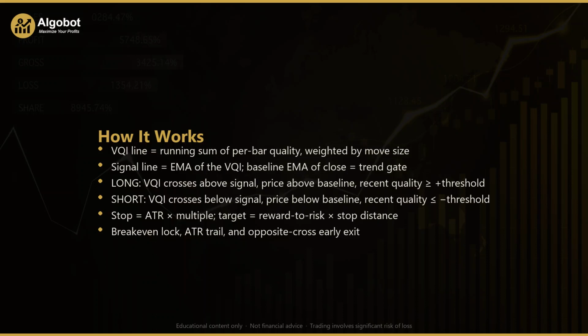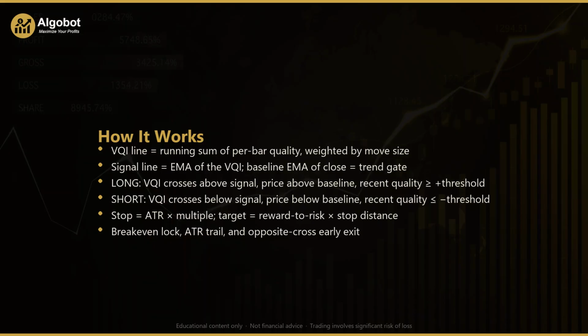For a short setup, everything mirrors. The VQI crosses below its signal line. Price sits below the baseline moving average, and the recent average quality is at or below the negative threshold. Because the VQI naturally dips below its signal during a corrective pullback and recrosses on resumption, the entry tends to time clean dip buys and clean rip sells within a trend, rather than chasing a move that's already extended.